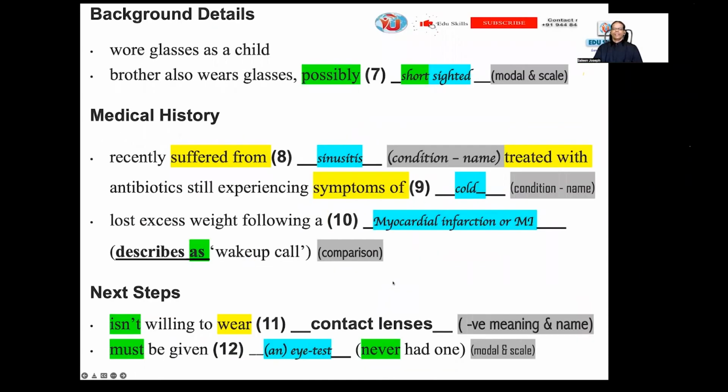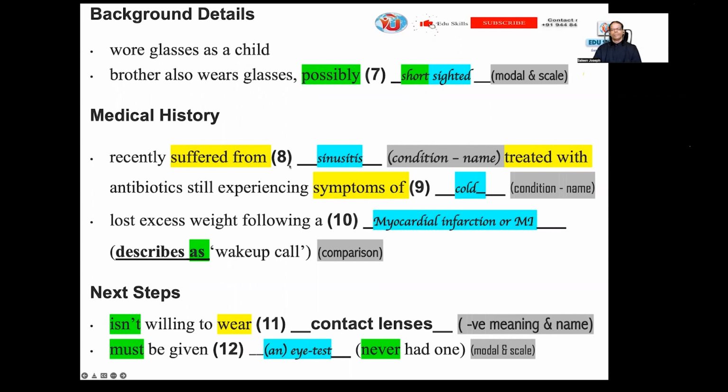Okay. See, now the seventh one, wore glasses as a child. I am taking it a little faster for you because these are familiar to me. Brother also, I'll just be describing how to take it over, and I will analyze the text script. Brother also wears glasses, possibly. The word in the text says maybe short-sighted. Okay, you have a modal verb here. Maybe is a modal used in the audio, and a scale, short, a scale being used.